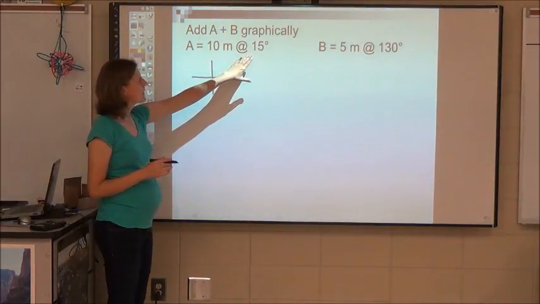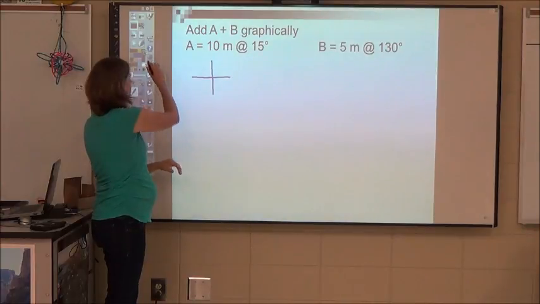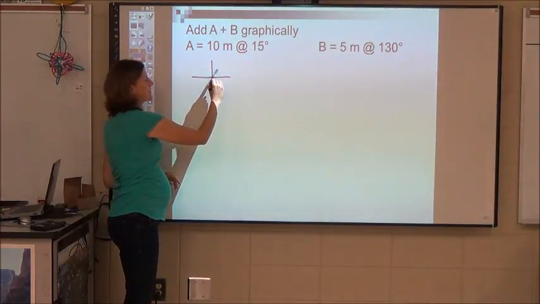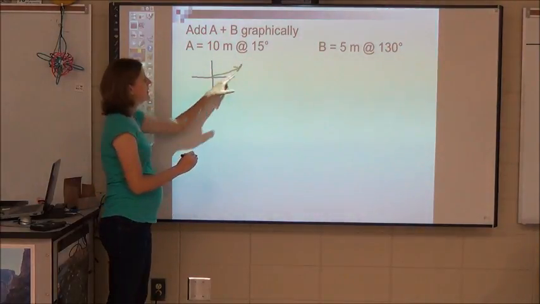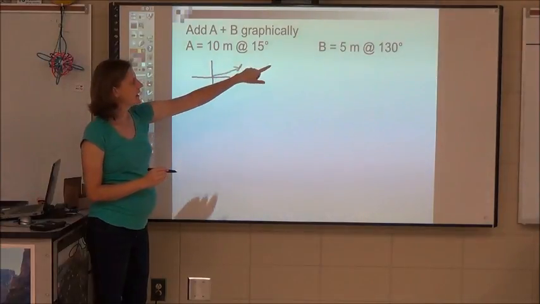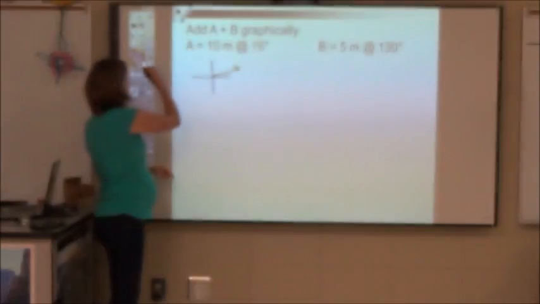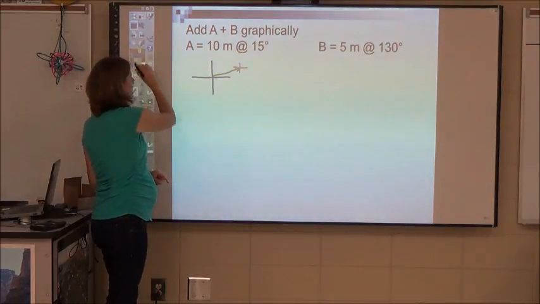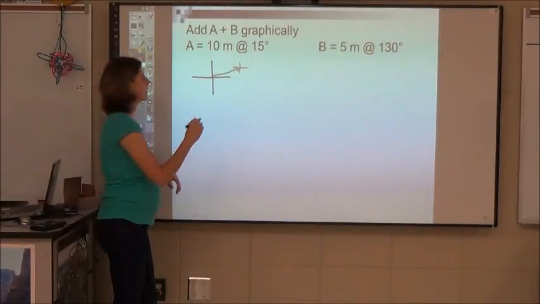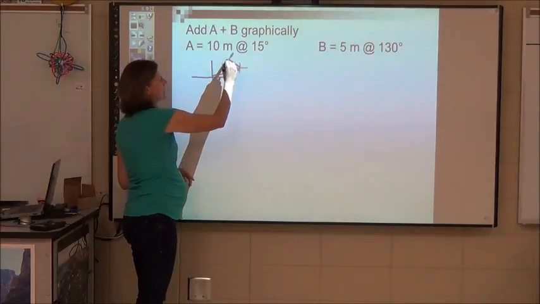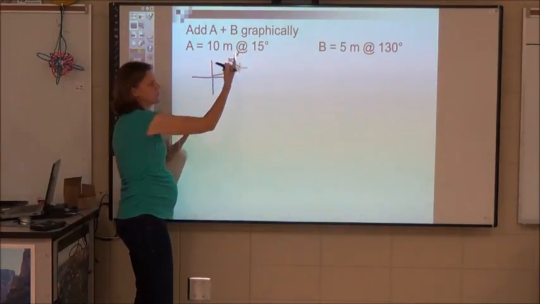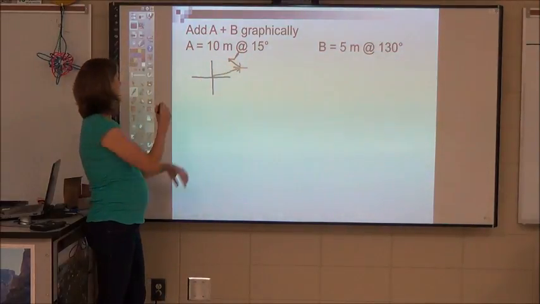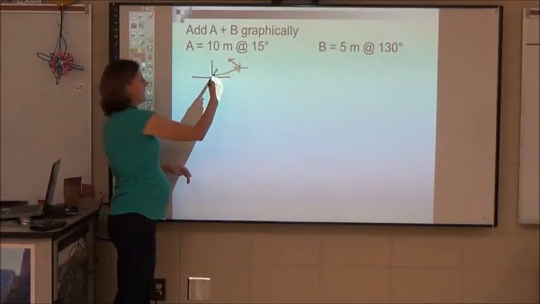Well, 15 degrees, let's see, that's going to be a vector in the first quadrant, something like that. From there, I got to do 130 degrees. Remember, little mini coordinates. 130 degrees is in the second quadrant. You know, 5 is definitely shorter than 10. So that's sort of my picture, where the black line will be my answer.